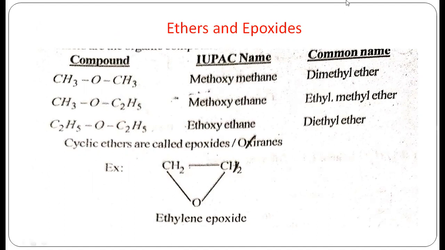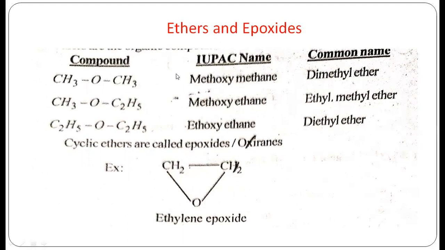So ethers are nothing but ROR. Here R is any alkyl group or any phenyl group. This is the general formula of the ether, ROR. For ethers, there are many example compounds. Here the common name is dimethyl ether. Oxygen is connected with two alkyl groups or two aryl groups. Any such compounds are called ethers.